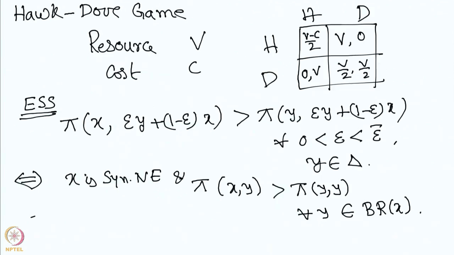All of you should try solving for the general case. What is the symmetric Nash equilibrium you computed, and then what is the ESS here in this game, and what are the conditions on V and C which give you this? So, this is just a computational exercise, so I will skip the details. Okay. Now, let us look at another game.